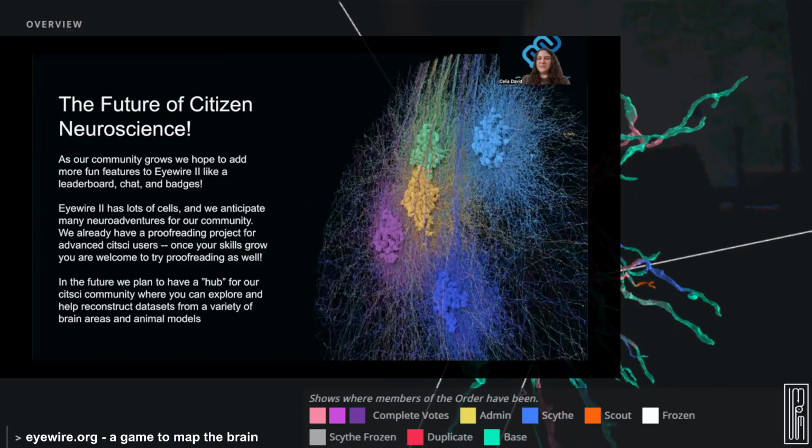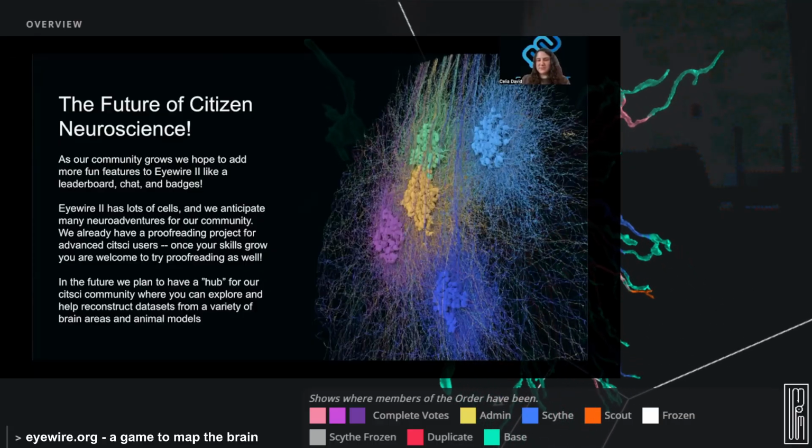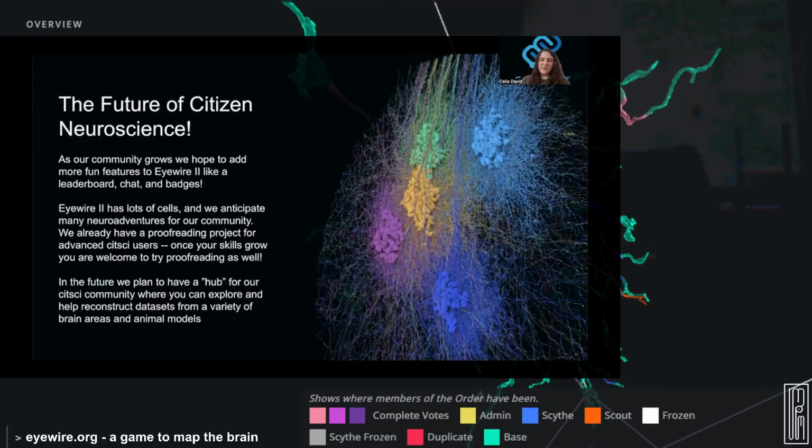And we also plan to have a community hub in the future for all of our projects. So those are some things to look forward to.